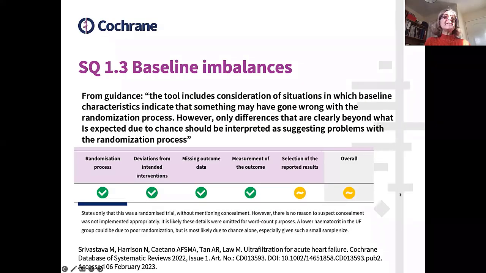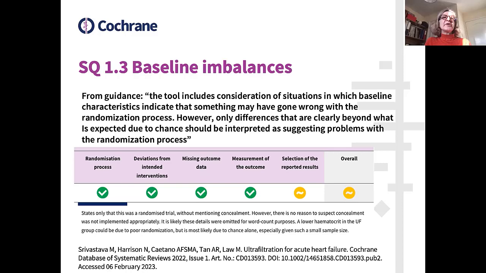Okay, so what I've got here is an example from a review, and this review is the ultrafiltration for acute heart failure review, which was published in 2020. And the example, the picture in the middle, is an example of the judgment, and this is how a risk of bias 2 table appears when a review is published.